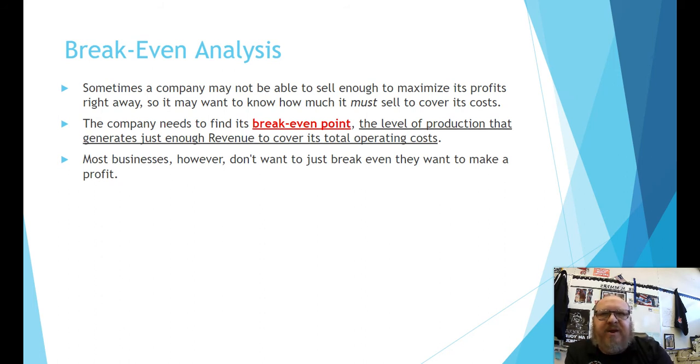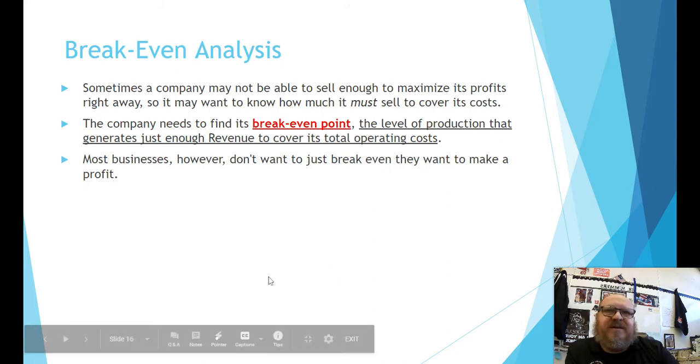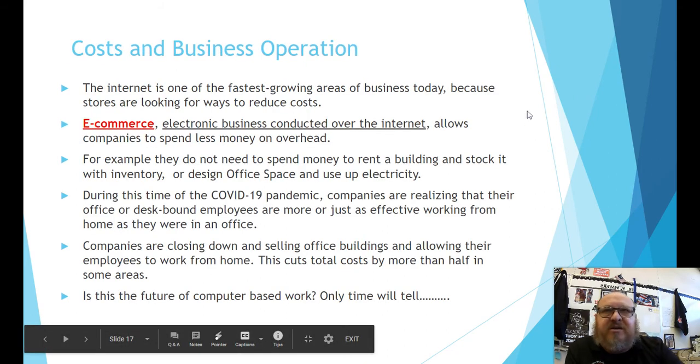Now, most businesses, that's not their goal, to just break even. Their goal is to make a profit. So once they figure out the break-even point, then they know how much more they need to produce. And basically everything after that break-even point is gravy or icing on the cake or whatever you want to call it. It's the profit, it's the extra money. It's what makes the business owner rich and wealthy. Turn you into Scrooge McDuck.